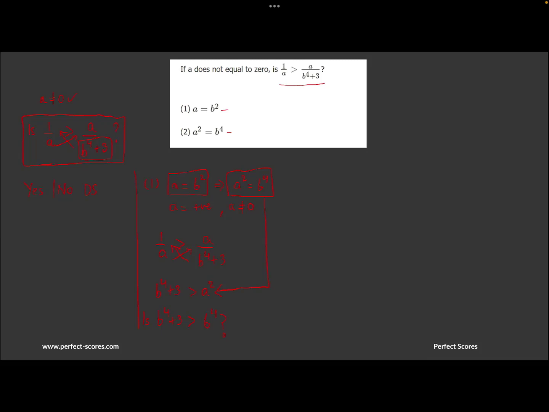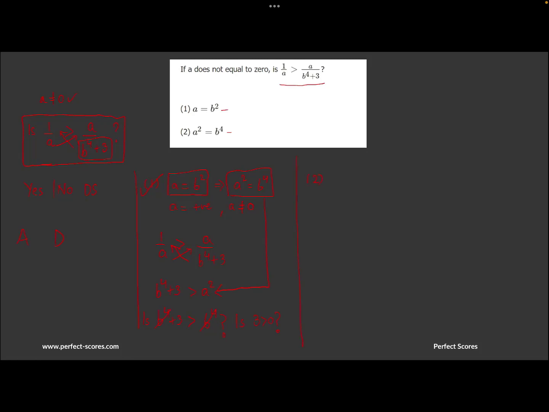So is this always true? Well, yes, it's always true, because if you eliminate b to the power 4 from both sides, the question actually becomes, is 3 greater than 0? Well, that is always true. So that means this statement is sufficient, right? So that means it's either answer option A or answer option D, right? So we're able to eliminate B, C, and E.